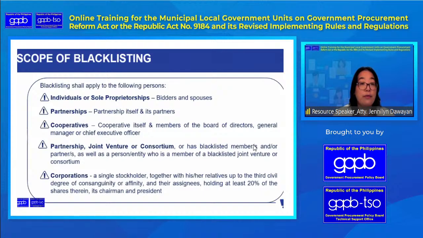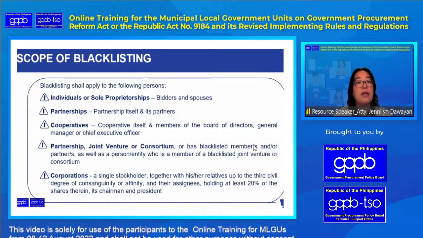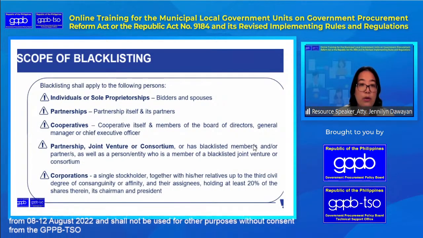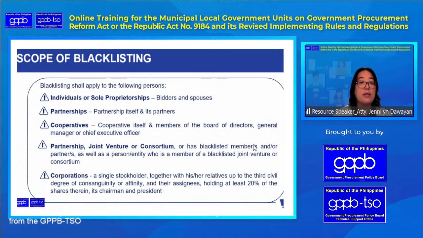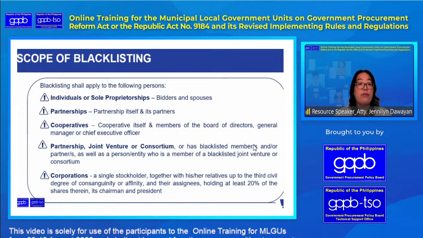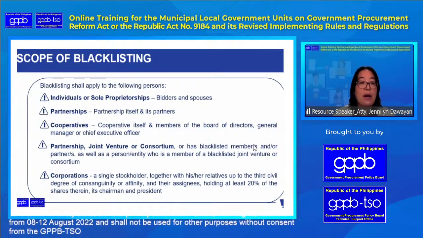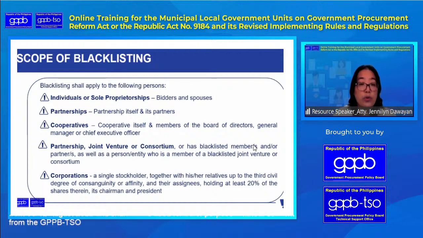For individuals or sole proprietorships, it applies to the bidders and their spouses. Why spouses? Maybe because the property is conjugal. For partnerships, the partnership itself and its partners. Thirdly, cooperatives: the cooperative itself, the members of the board of directors, and the general manager or chief executive officer usually of that cooperative. What about partnership or joint venture or consortium?